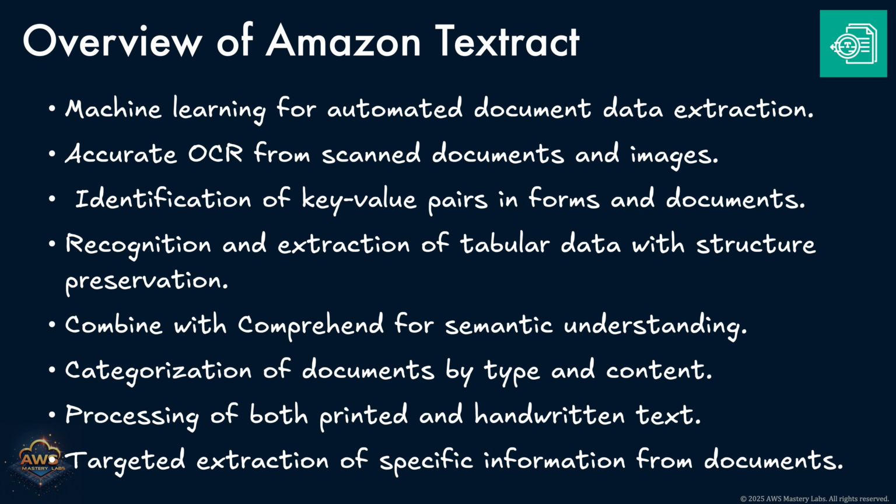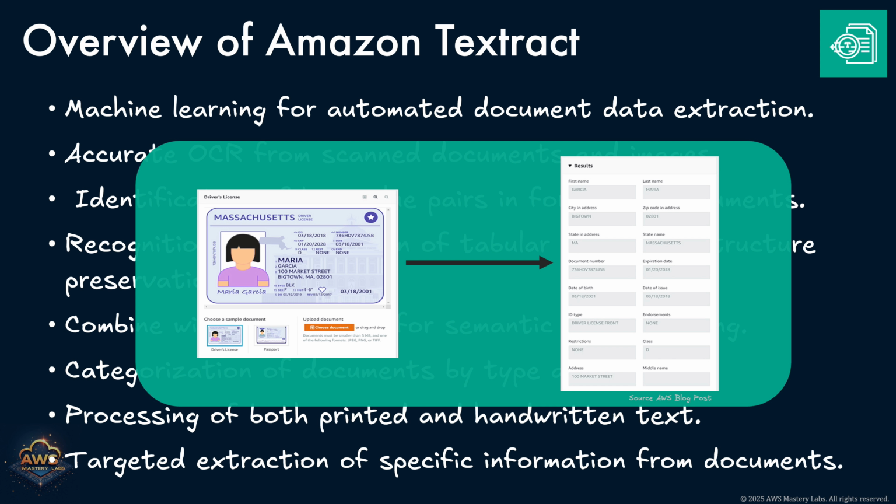Speaking of classification, Textract also supports document categorization, automatically identifying whether a document is a W-2, an insurance claim, a passport, or something else, making it easier to sort and route at scale. Textract doesn't just work with printed text. It also supports handwriting recognition, enabling digitization of handwritten notes, forms, and legacy records with surprising accuracy.